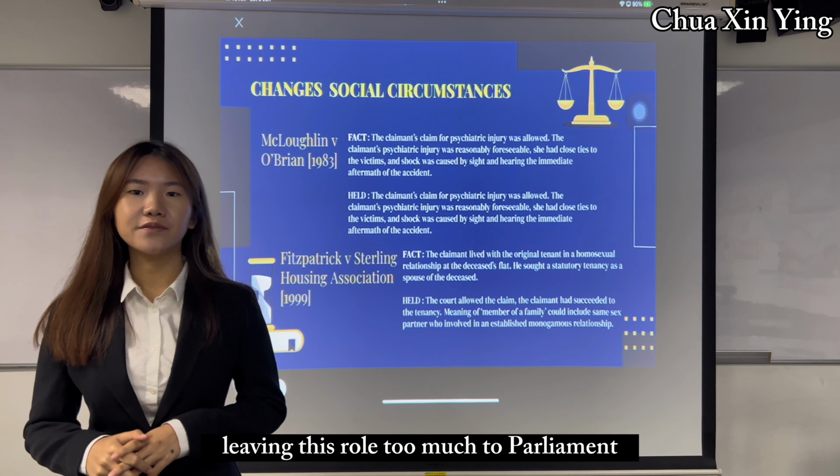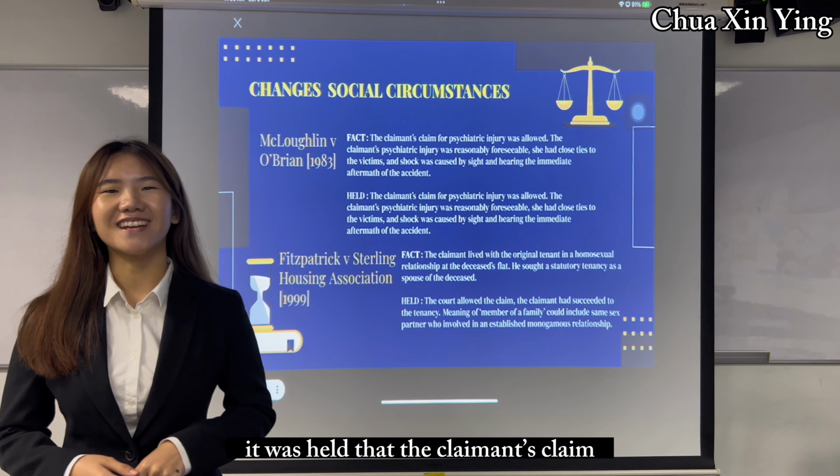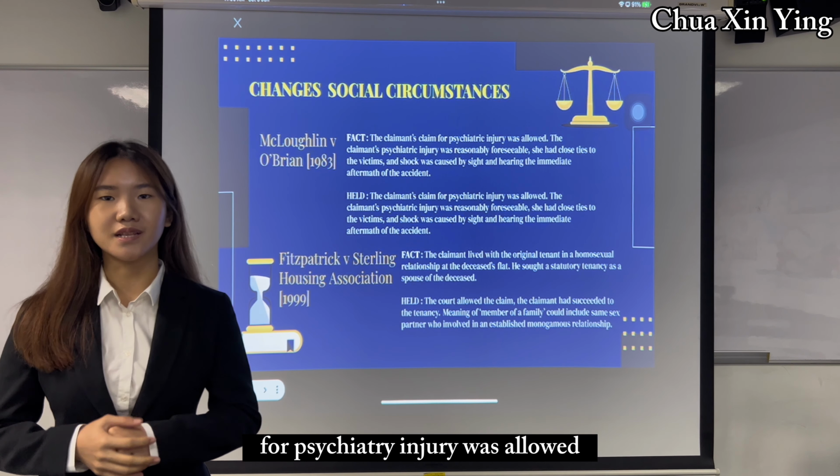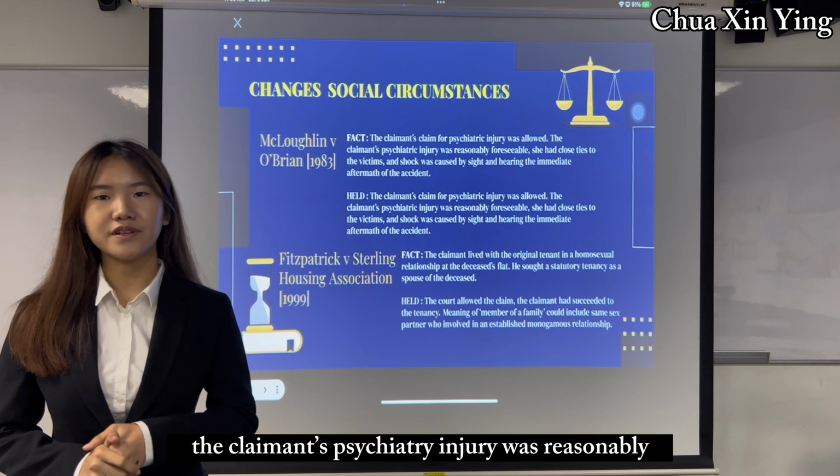In the tort law case of McLoughlin against O'Brian, 1983, the claimant suffered mental illness after a car crash in which her husband and three children were seriously injured. One child died. The news of the accident was communicated to her by a friend. When she went to the hospital, she witnessed their injuries and suffered severe shock, leading to depression. It was held that the claimant's claim for psychiatric injury was allowed. The claimant's psychiatric injury was reasonably foreseeable.